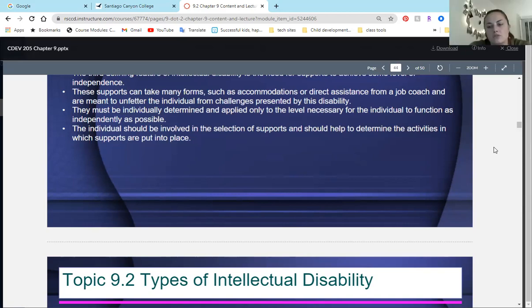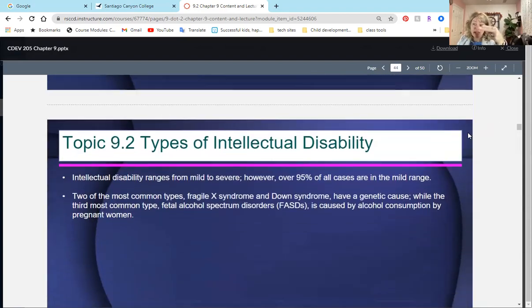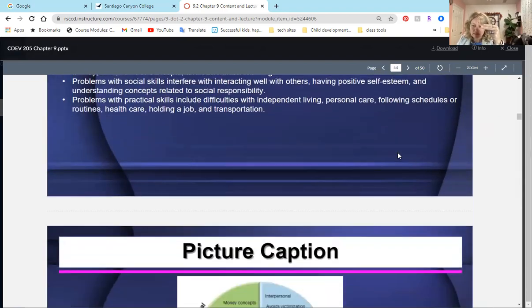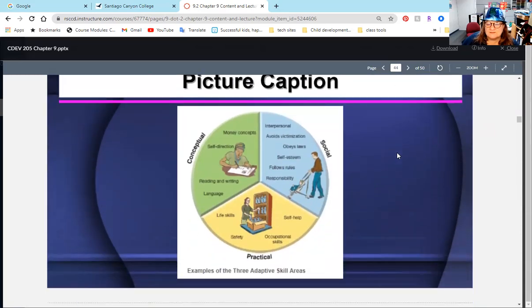So this is how you determine whether they're in this category? It's part of it. It's cognition. So cognition is one, and then adaptive, a synonym for adaptive would be daily living. This is how I look at it.